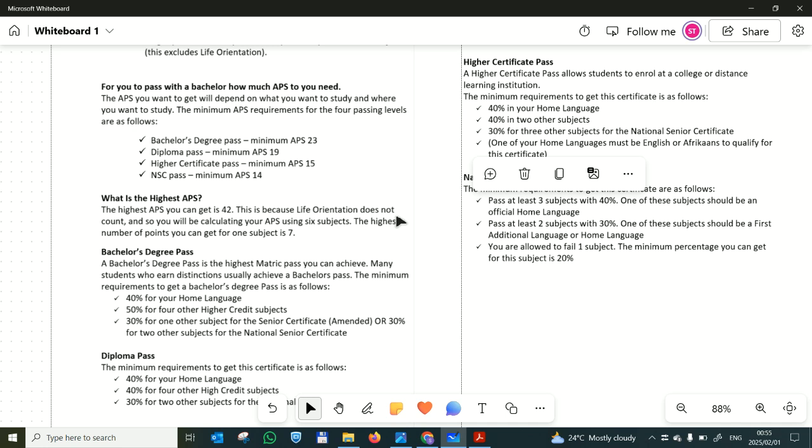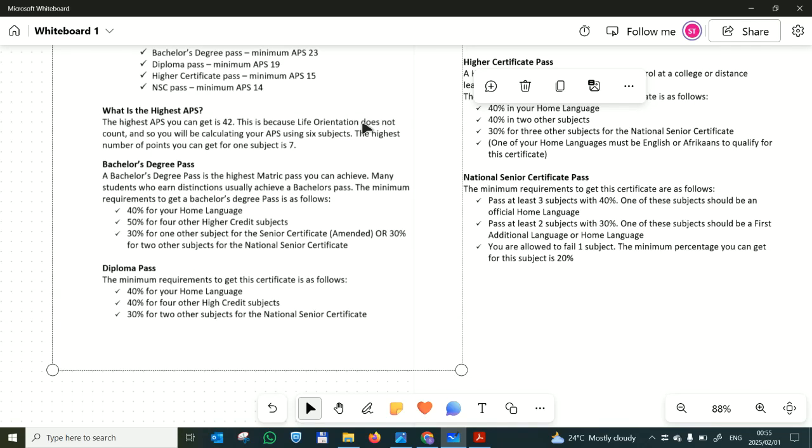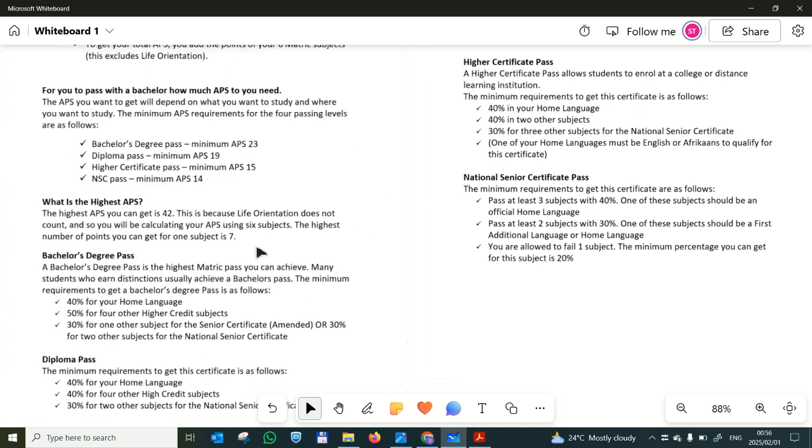So for you to be able to get a bachelor's degree pass, you need to get the below percentages. 40% for your home language, 50% for other higher subjects, 30% for one other subject for national certificate, or 30% for 2 other subjects for national senior certificate. For a diploma pass, you'll need the minimum requirements as follows: 40% for your home language, 40% for 4 other high credit subjects, 30% for 2 other subjects for the national senior certificate.